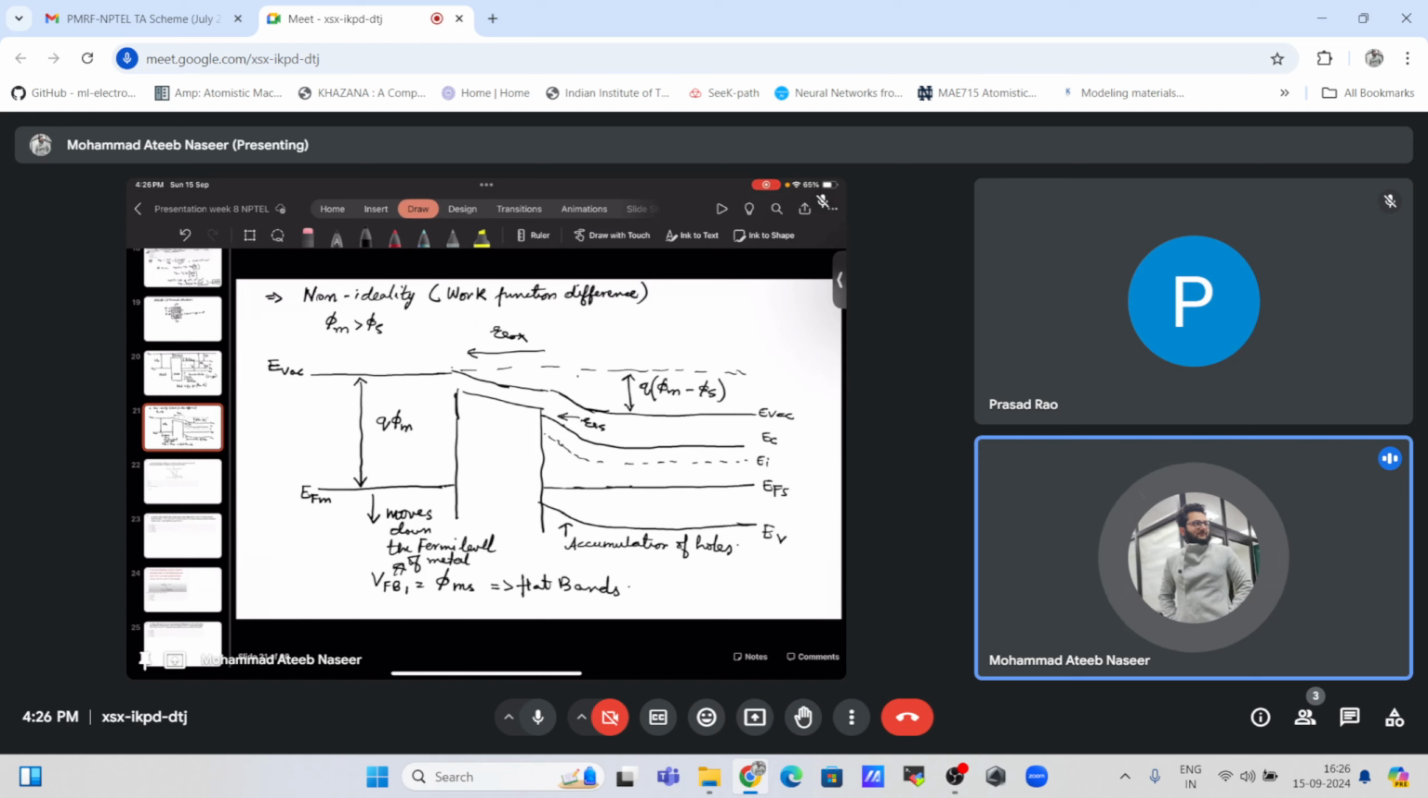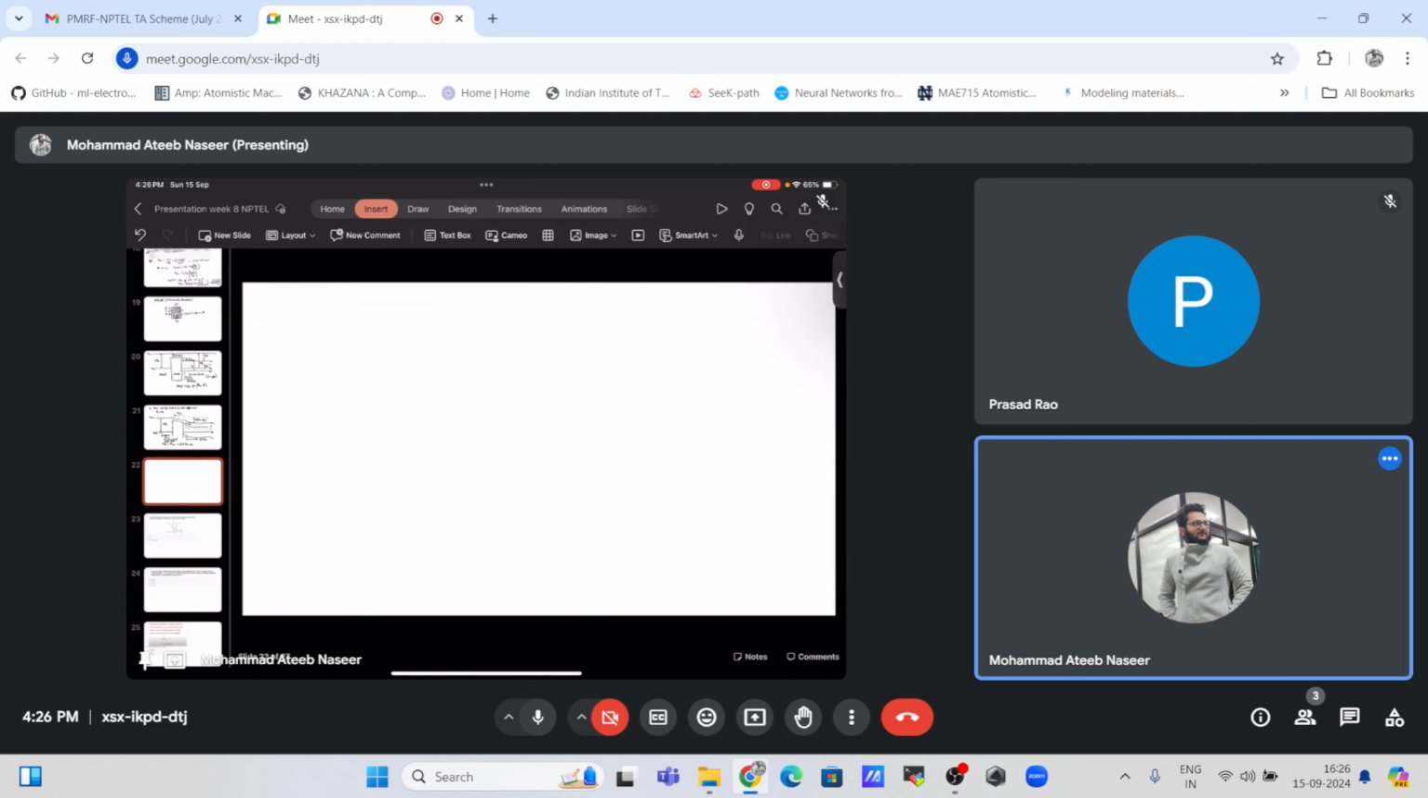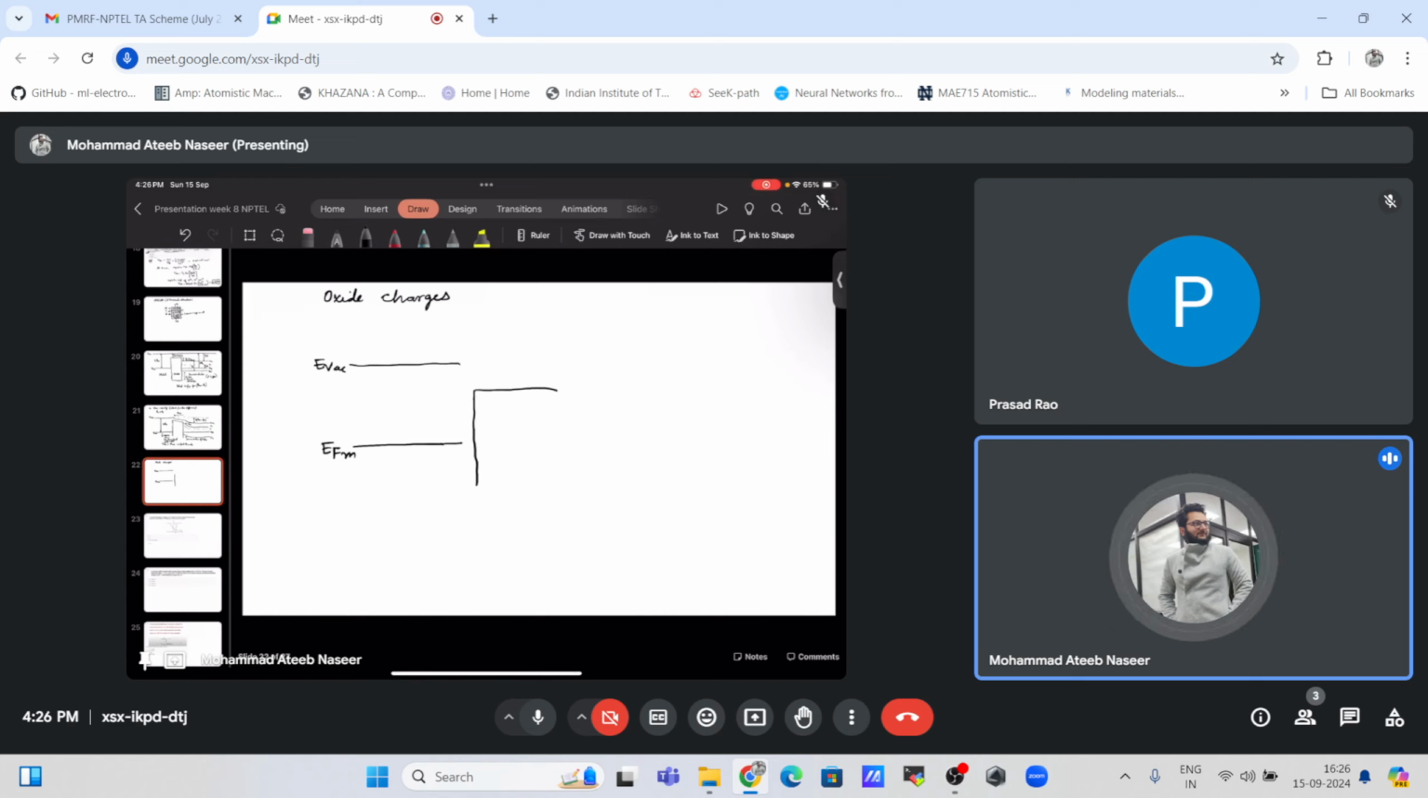Similarly, we can consider the oxide charges only, okay. If this is another kind of non-ideality, where only oxide charges are present, what would happen is, if I draw the Fermi level of the metal with respect to the vacuum level, this will be the EVAC. And I know that the oxide has, let's say, positive charges at the oxide-semiconductor interface.